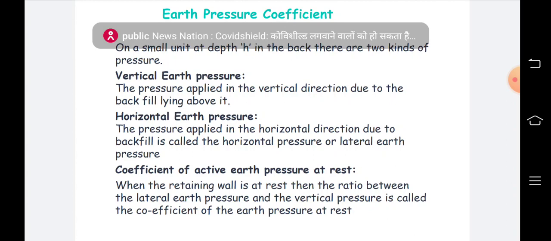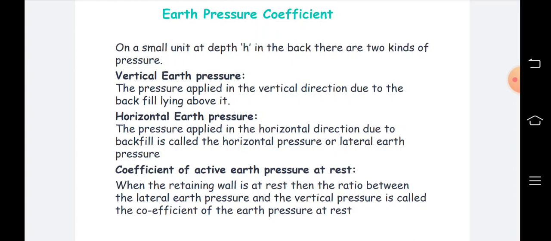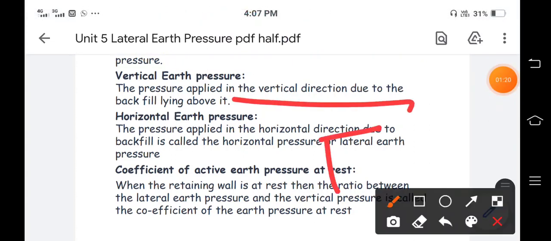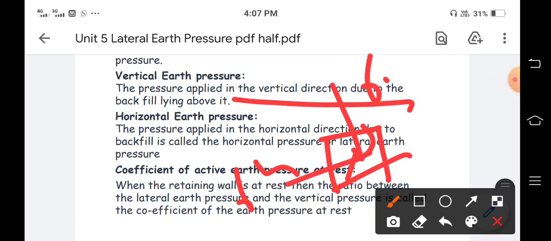So we can consider depth h in the backfill. There are two kinds of pressure. Suppose we are considering one small element at depth h in the soil mass. Two pressures generally exist: the first is called the vertical earth pressure, and the second is called the horizontal earth pressure. Suppose this is the soil mass. If we consider any element, there are two kinds of pressure: the horizontal, that is sigma h, and the vertical.